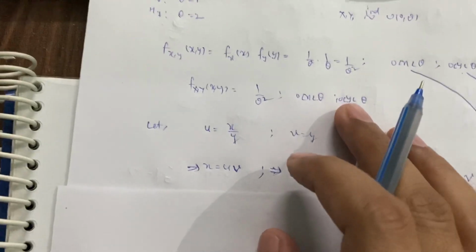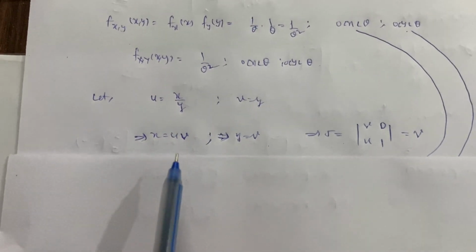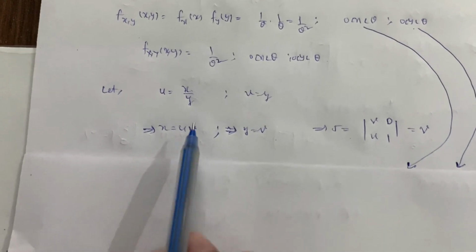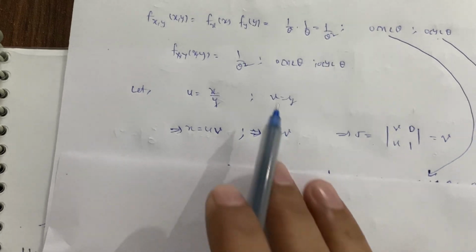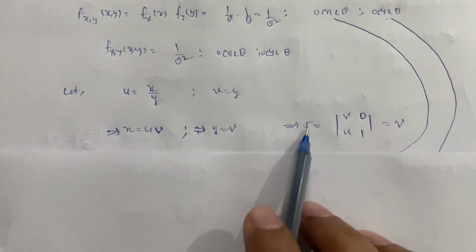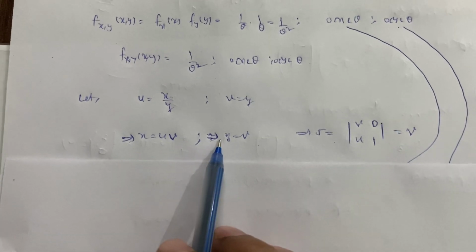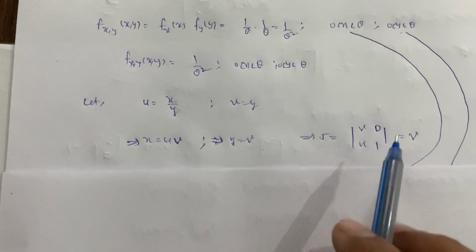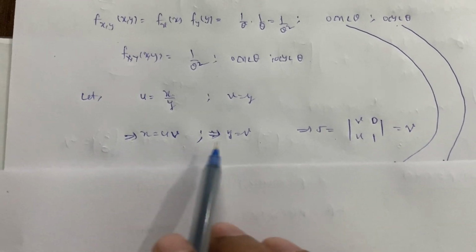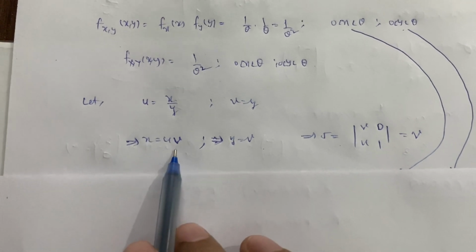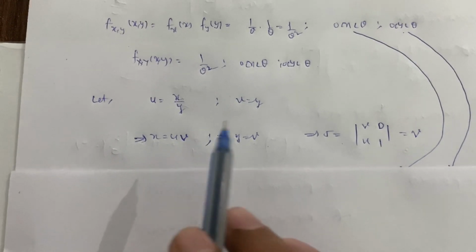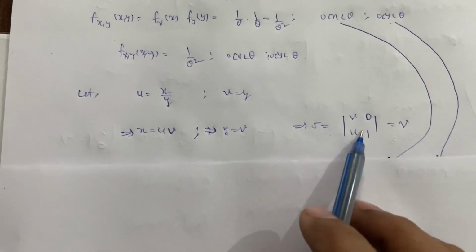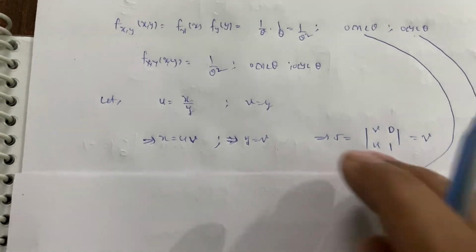So to apply the Jacobian method, assume this, and now X will be U times V because Y is V here. So write X and Y in terms of U and V here. Okay, and find the Jacobian. Differentiate X and Y with respect to U: here will be V and 0. Similarly, differentiate X and Y with respect to V: there will be U, and 1. Find the determinant, so it will be V.